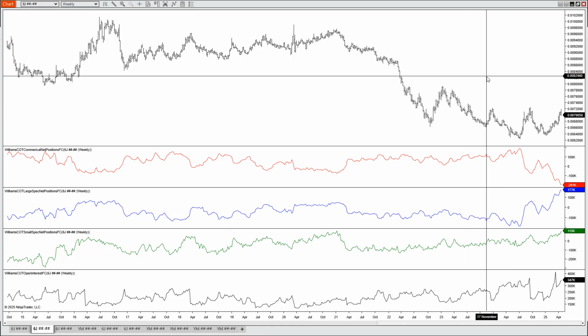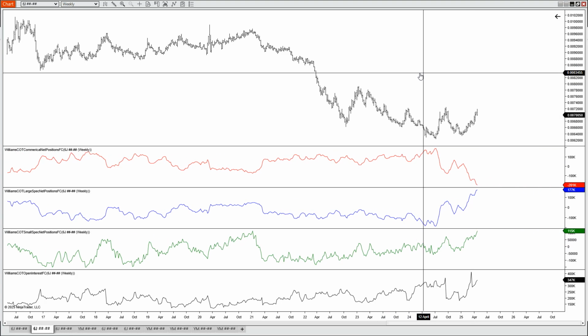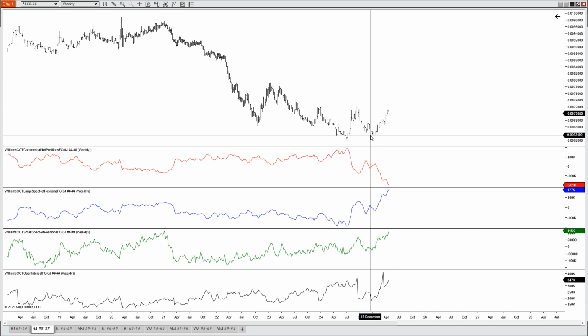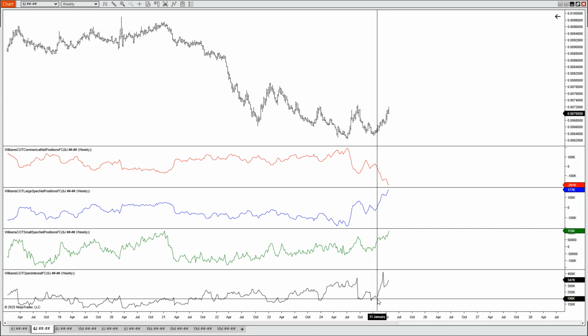And then if we take a look, open interest has been increasing for weeks, and so we see price has been going up. The black line at the bottom is open interest.